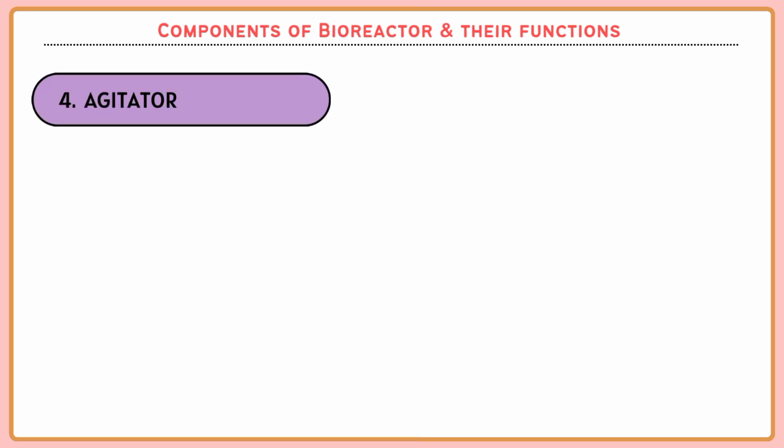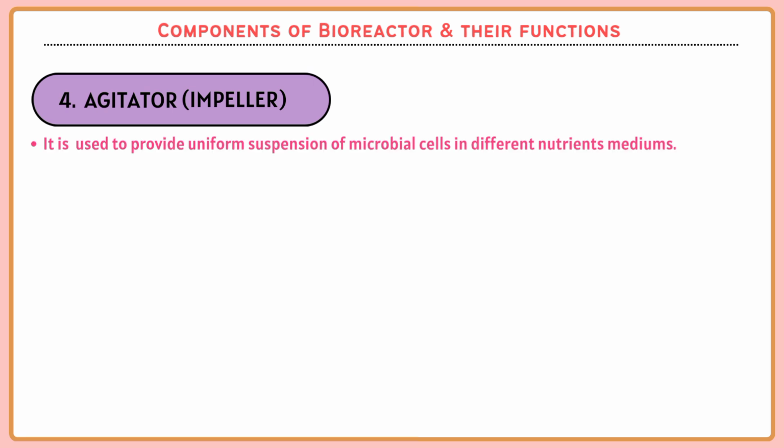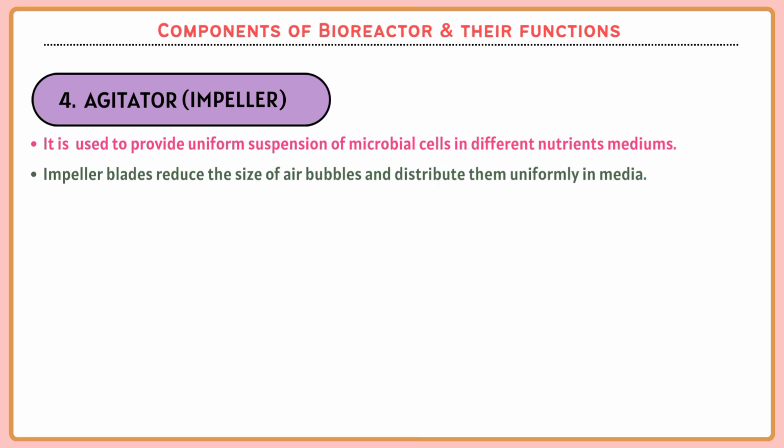Fourth, the agitator, also called the impeller. It is used to provide uniform suspension of microbial cells in different nutrient mediums. Impeller blades reduce the size of air bubbles and distribute them uniformly into the media. Impeller blades play an important role in reducing the size of air bubbles and distributing them uniformly into the fermentation media, which is good for the culture.